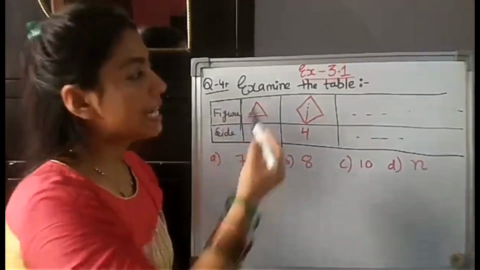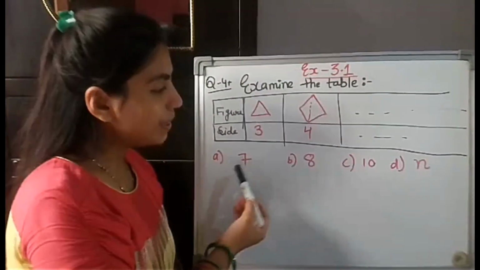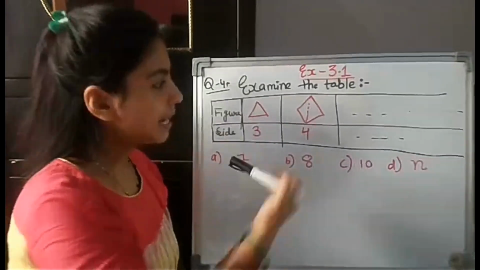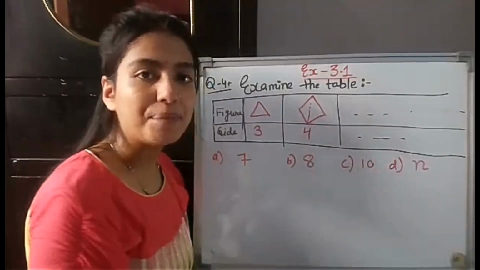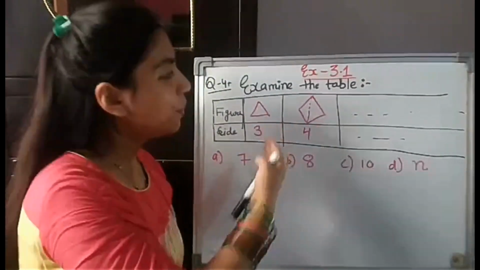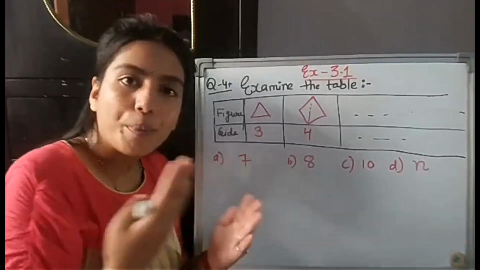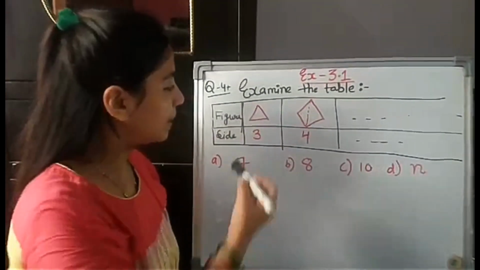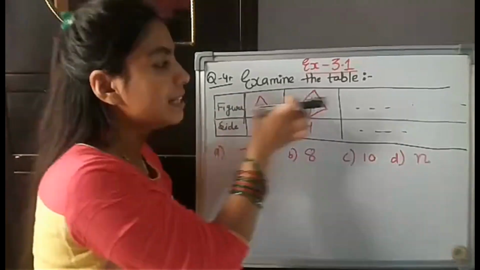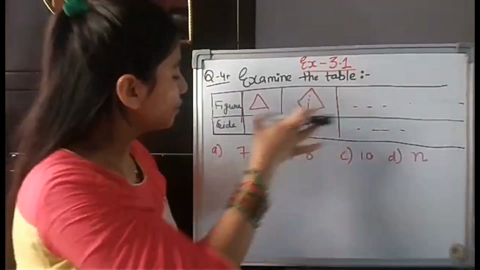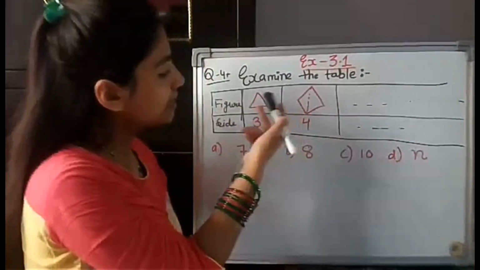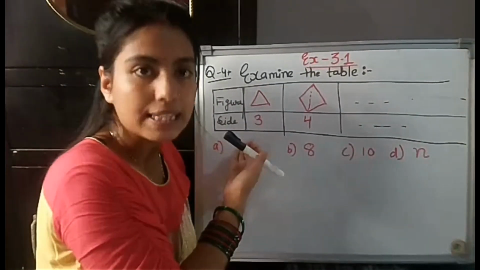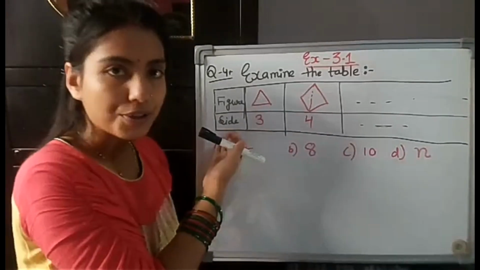Question number 4. Examine the table and solve the given terms. Okay, so in the table, students, I have not made the full table because it is given in your book. While solving the questions, you just open the book in front of you. In the table, figures are given to you, and the sides are given to you. See, this is a triangle, the sides are 3, and at the last the angle sum is given in your book, which I have not mentioned over here.